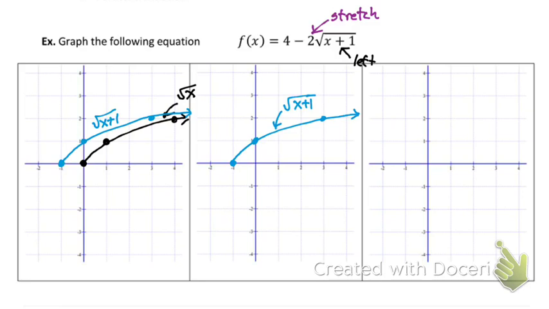So let's look at this point right here. This point is negative 1, 0. What's 0 times 2? 0. We're not going to move that. That is centered right here. So a stretch of a point negative 1, 0 is still negative 1, 0. That point is going to remain.